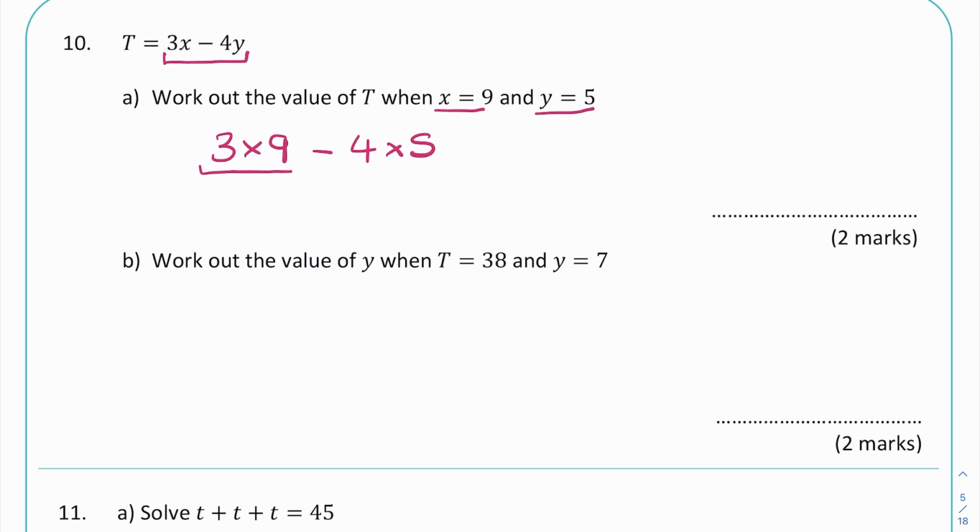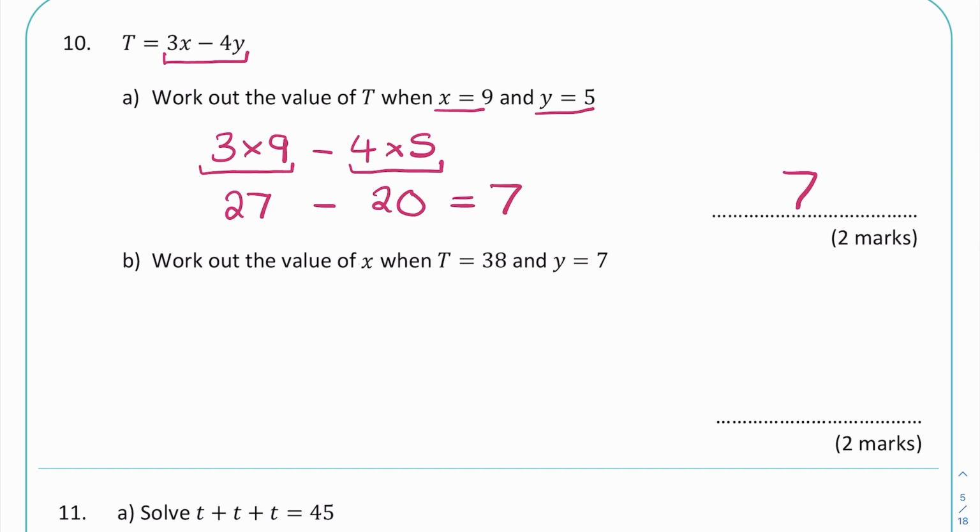We're going to work out these multiplication parts first. So 3 times 9 is 27, 4 times 5 is 20, and we're taking those away from each other. So 27 take away 20 is equal to 7, so our answer would be 7.